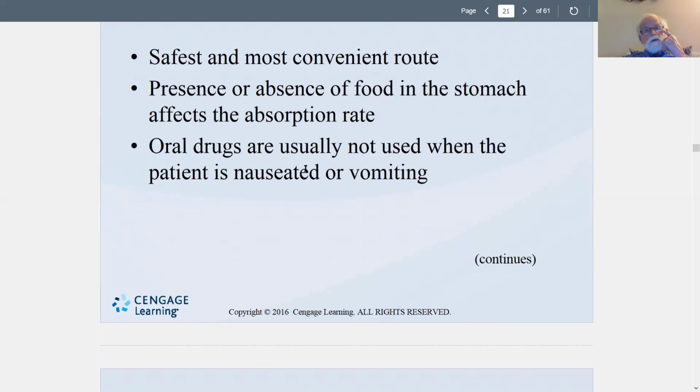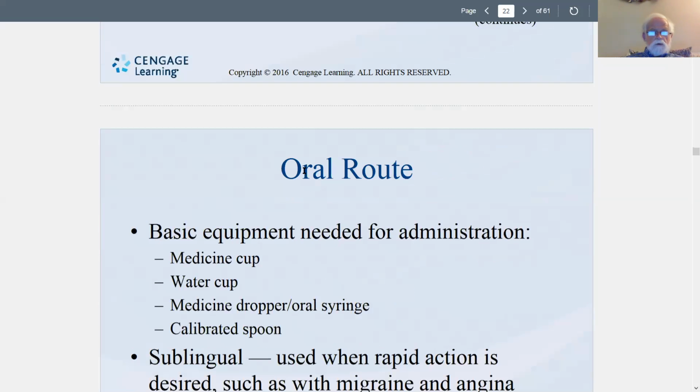It's also slow. It's at least half an hour for most drugs before they begin to take effect at all. And you have to use more drug than if you injected it or used other routes, because the liver destroys a good portion of it. Anywhere from 20 to 80% of an oral dose is destroyed by the liver in what we call first pass metabolism, which means that the amount of drug we're giving people is higher than it would be if we were using a different route.